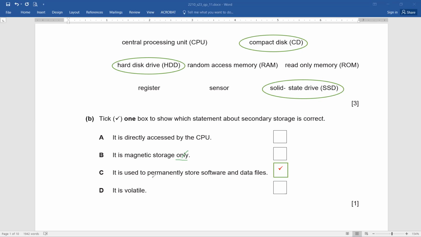It is used to permanently store software and data files. So you can see the word permanently indicates that it's your secondary storage that is storing the data permanently, and it's there to store the software and the files. It is volatile, completely wrong. You can see for yourself, it's non-volatile. So that is why this is out of question. So what are we left with? This one is the right option, and we have ticked this one here. Okay. So just in this manner, you are going to get your answers.